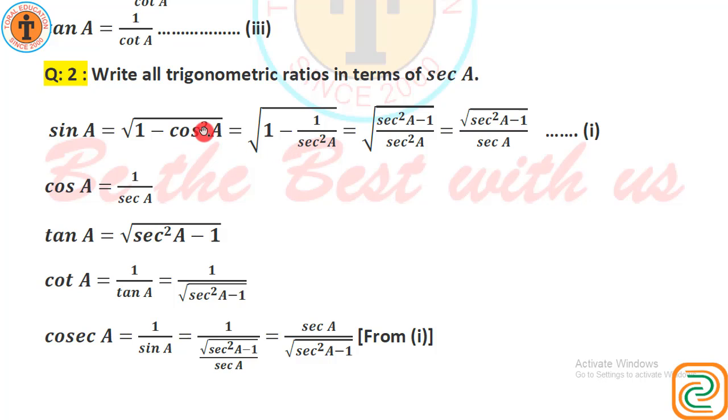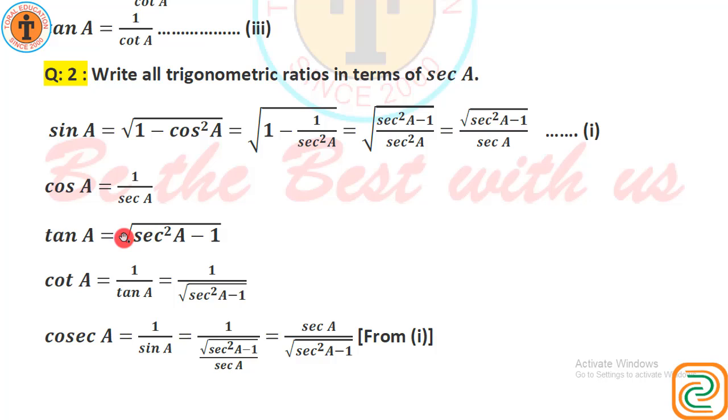because cos square A equals 1 upon sec square A, as they are reciprocal. We have taken LCM here: sec square A minus 1 upon sec square A. Again, the root of sec square A is sec A, and in the numerator root of sec square A minus 1. So this is in terms of sec A. Cos A equals 1 upon sec A because they are reciprocal. This is simple. Tan A equals root of sec square A minus 1.